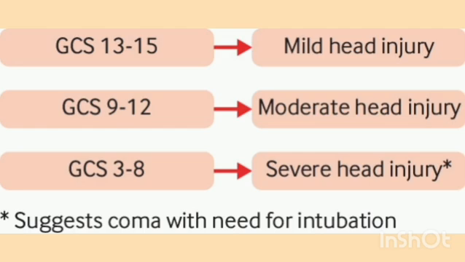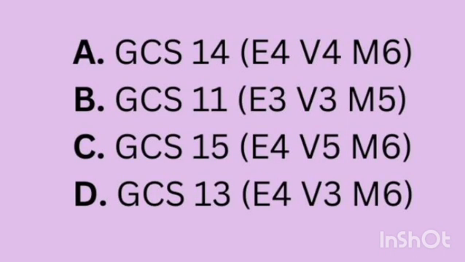So one important thing, never write only the total, always write like E3, that is eye opening 3, and V4, verbal response 4, M6, motor response 6, which equals 13. This helps us know exactly where the problem is.